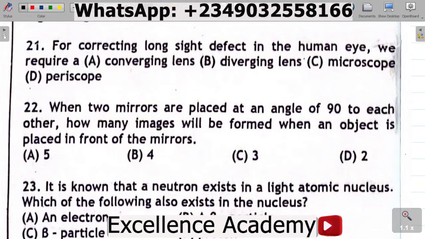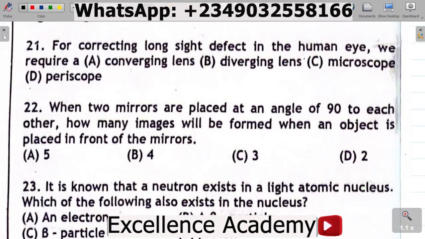Let's look at JAMB Physics 2022 question 21 to 30. Question 21 says, for correcting long sight defects in the human eye, we require A. Converging lens, B. Diverging lens, C. Microscope, D. Periscope. Now you need to note that long sight defect causes a person to see far objects but cannot see near objects.